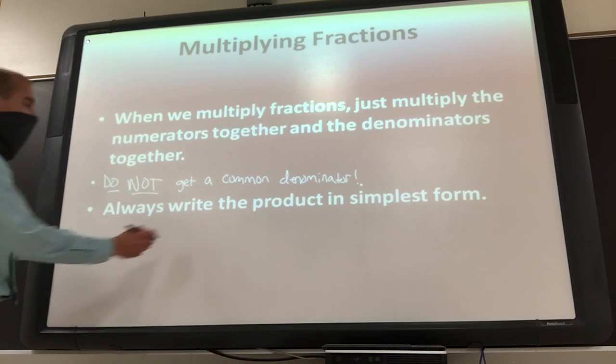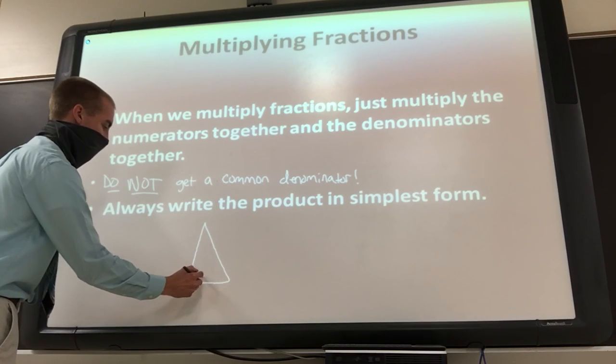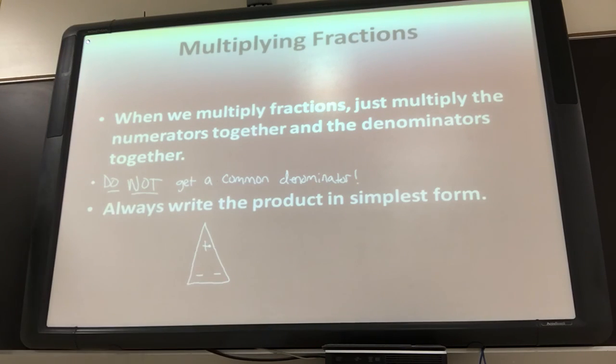Another thing that might help is the triangle still works when we multiply fractions. The positive and negative rules, remember, they're still the same for fractions as they were for integers. So a positive times a negative is a negative. Multiply two negatives together, you get a positive. Those are all still the same.